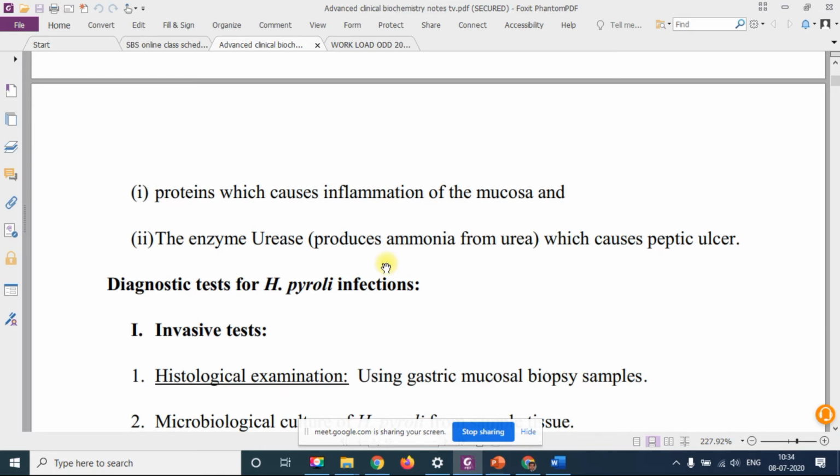That means it will get small secretions from the blood, and it will get only the urea, and urea is converted into ammonia. So ammonia is highly toxic. This ammonia will cause a lot of ulceration. The main reason behind ulceration due to H. pylori is the urease enzyme. So that urease enzyme we are going to use as a tool to identify whether H. pylori is present or not.